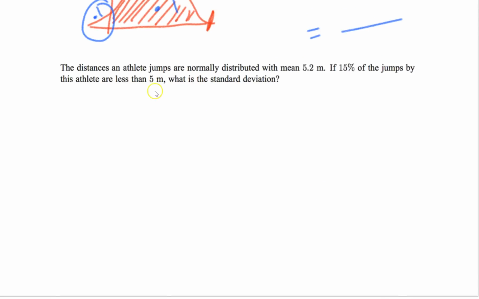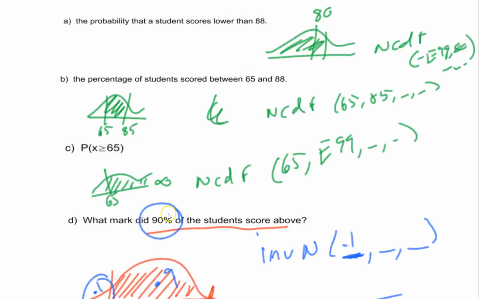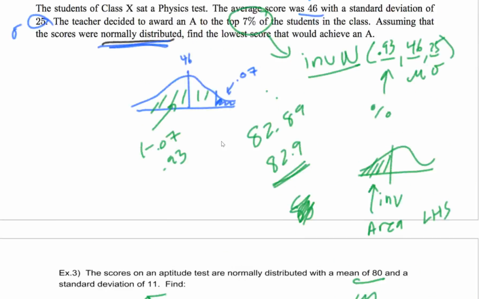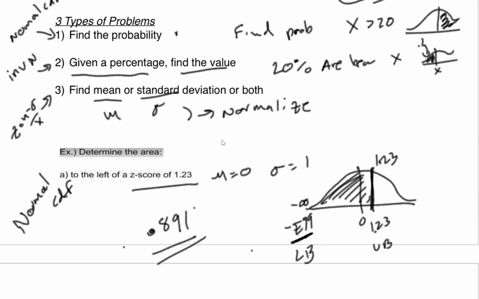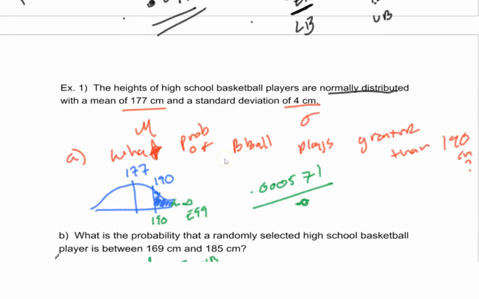Next type of problem, though. Here we go to the big one, the last type. We did invert normal, which is the second type of problem, where they gave a percentage, and normal CDF is when they just ask you what's the probability between this and that. The last frontier is if something's missing: if a mean or standard deviation is missing, or both are missing.